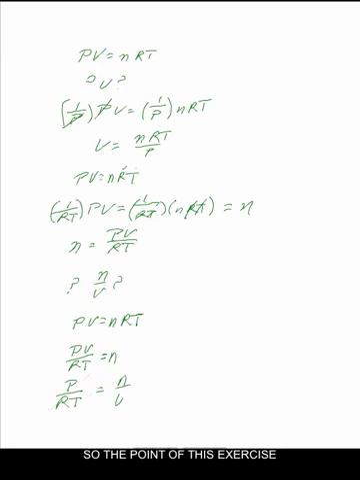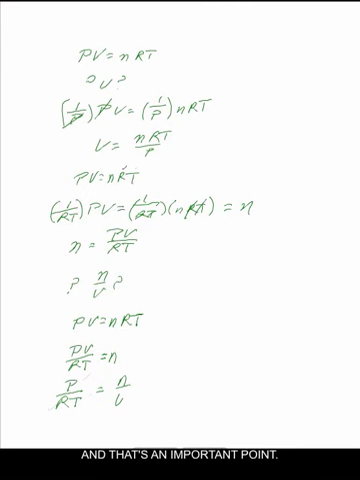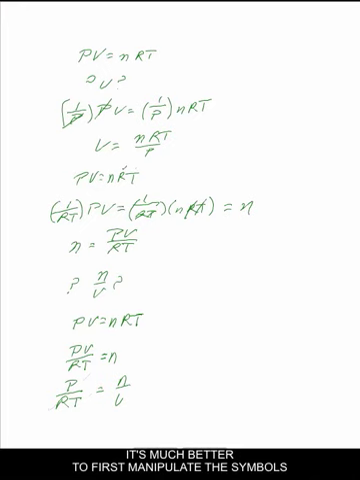So the point of this exercise is to show we can manipulate all these symbols around without ever thinking about what the numbers might actually be. And that's an important point. Students often make mistakes by plugging numbers in and manipulating equations with the numbers. It's much better to first manipulate the symbols and then plug in. So in this last example, if I had given you a value for P, a value for T, and a value for R, this is the point at which I'd plug the numbers into the equation and then run those numbers through my calculator.